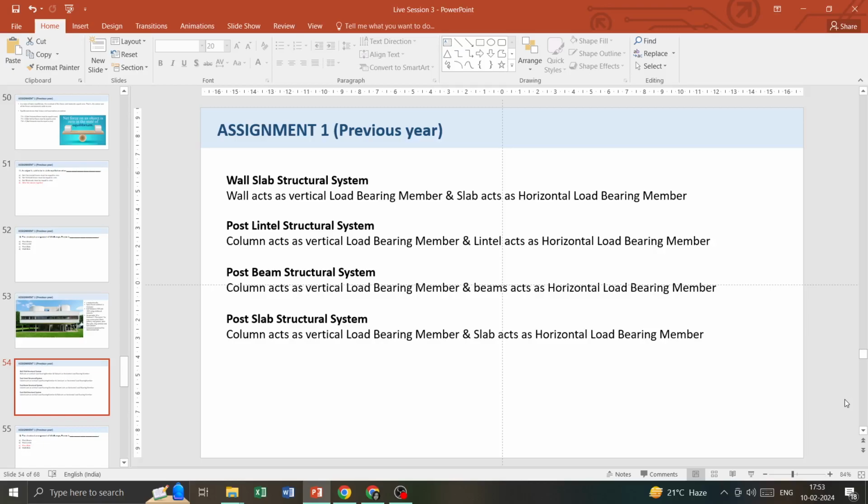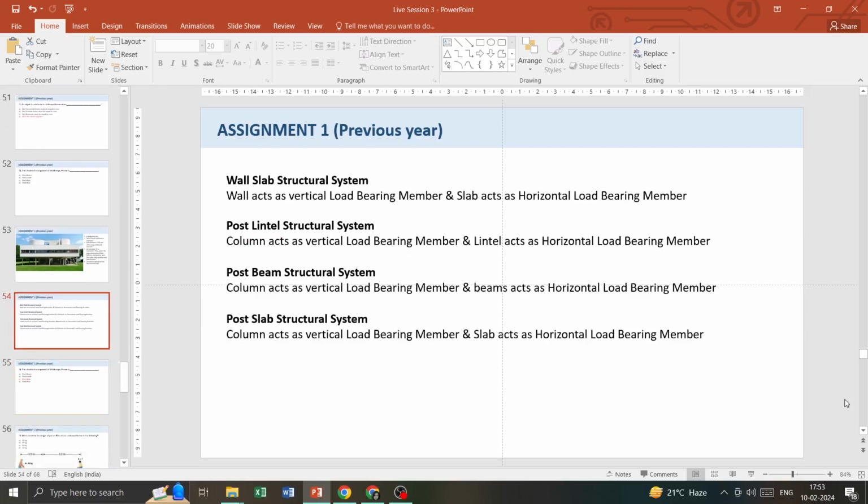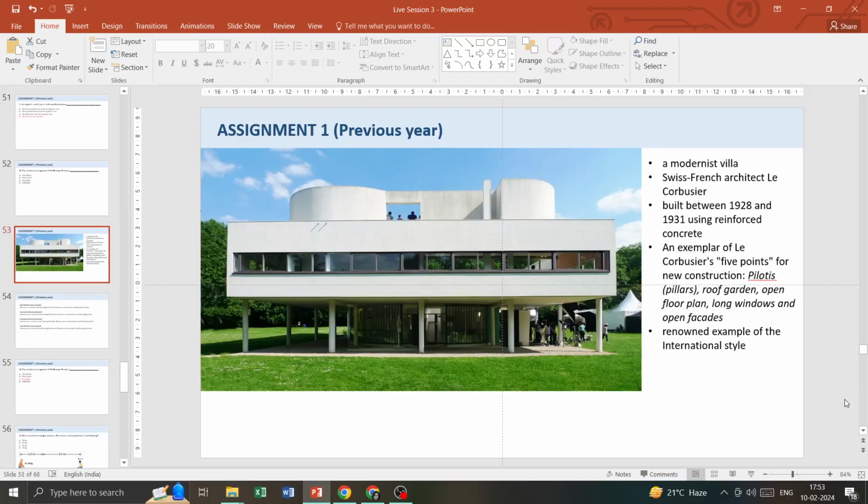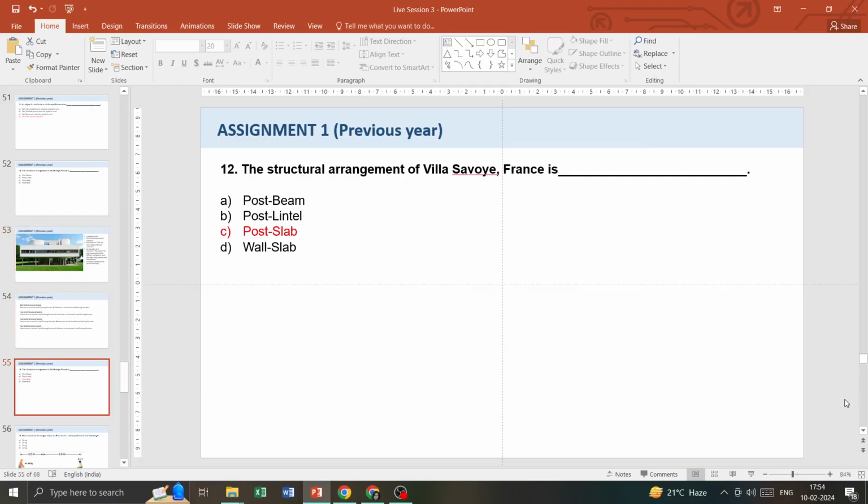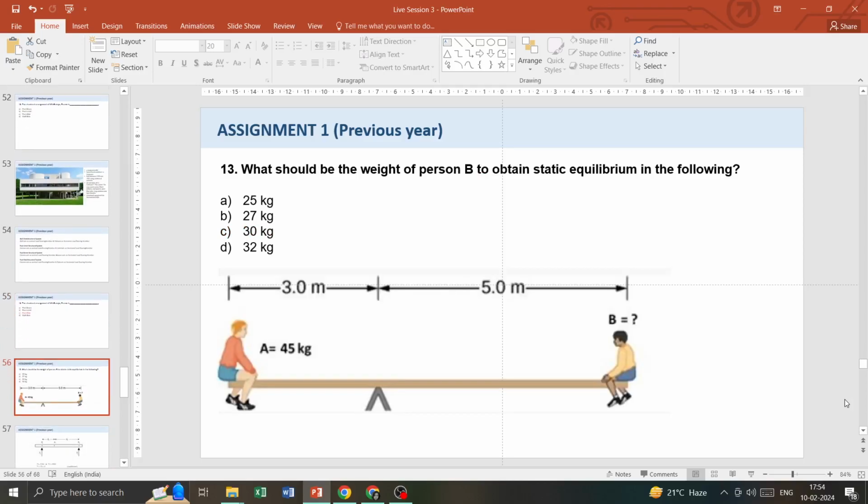And in post... it's very similar to one of the previous.